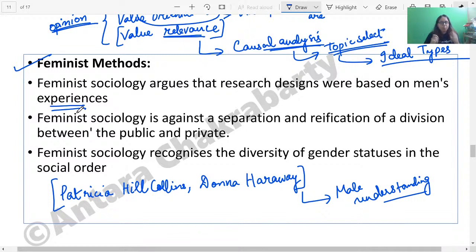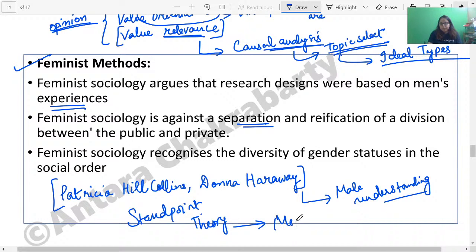Okay? Now, one more thing that you people have to remember is that they were against a separation and reification of a division between public and private. So they were not trying to understand कि अगर आप methodology के बारे में बात कर रहे हो, there are two different phases. One is public, the other is private. Okay? Now, feminist sociology also tries to recognize the diversity of gender statuses. जैसे standpoint theory जब आता है हमारा, what do these people talk when they talk about standpoint theory? Standpoint theory is nothing but a kind of a methodology that everybody is not same, people are not living in the same situation, people are not experiencing the same thing.